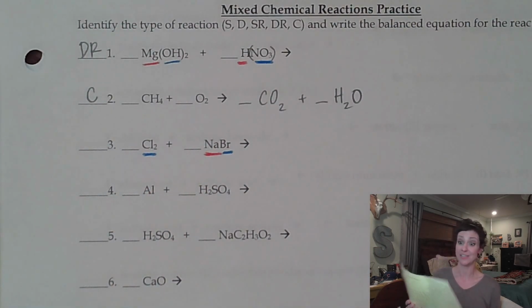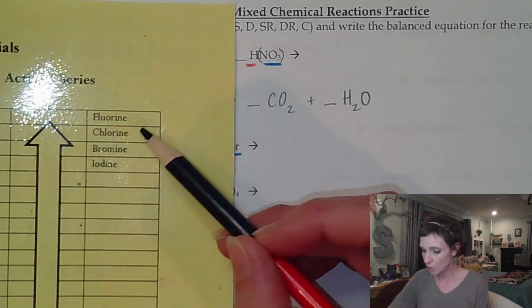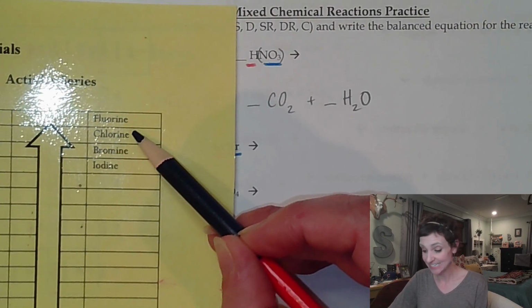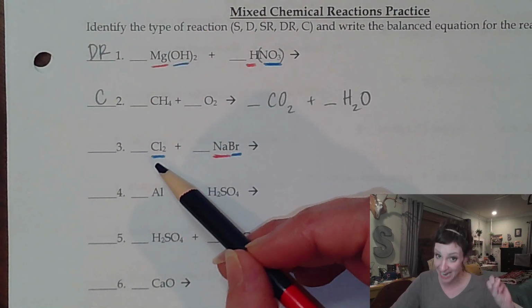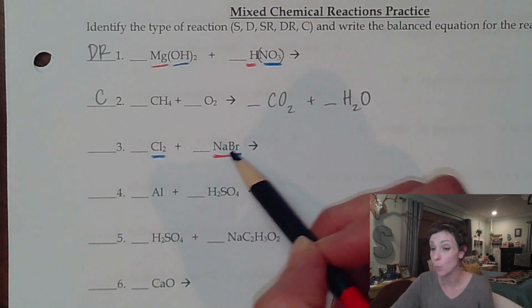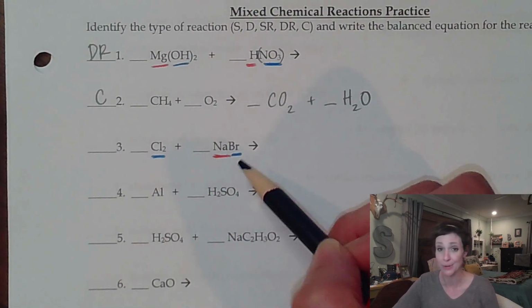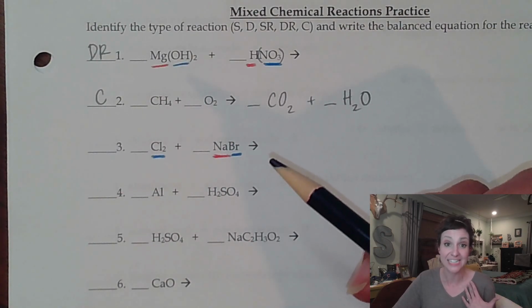Let's just remind ourselves how we use the activity series to help us figure out if these things will occur. Chlorine is here. Bromine is there. Chlorine is higher up on the activity series than bromine. So the prettier or more attractive or active person will be the one who gets the boyfriend in the couple. Okay, so poor bromine is not as attractive. He's lower on the list, so he actually does get kicked out.